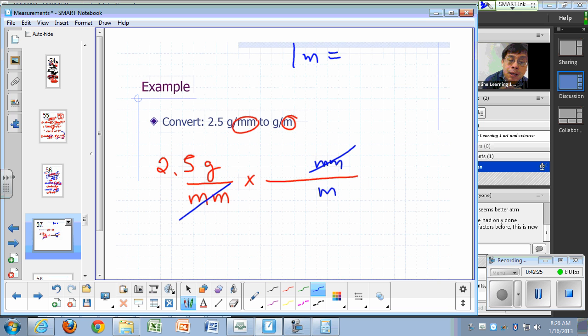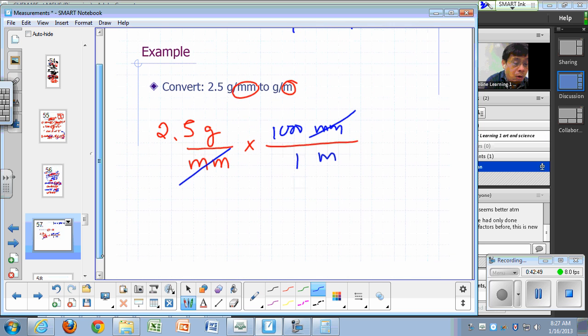One meter is 1,000 millimeters. So I can put 1 meter here, 1,000 millimeters up here. And that will give me my answer in grams per meter.